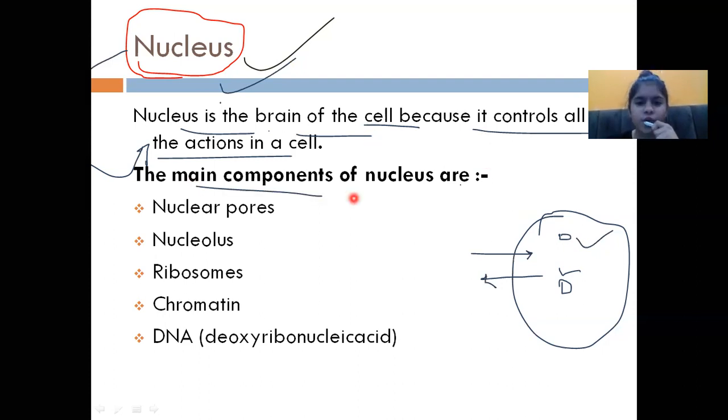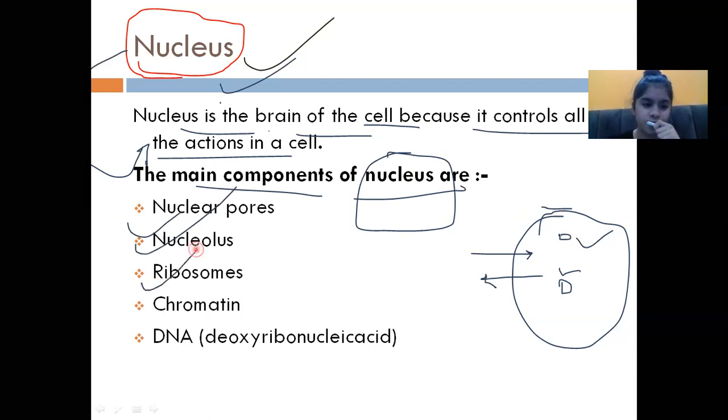Main components of the nucleus. Now the nucleus also has components, and they are nuclear pores, pores on my nucleus, nucleolus, ribosomes, chromatin, and DNA, deoxyribonucleic acid.